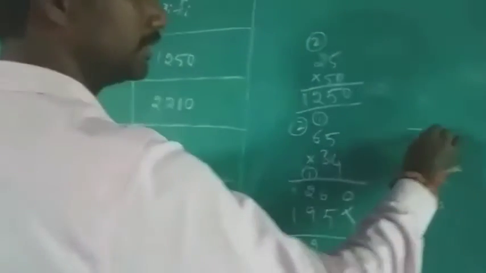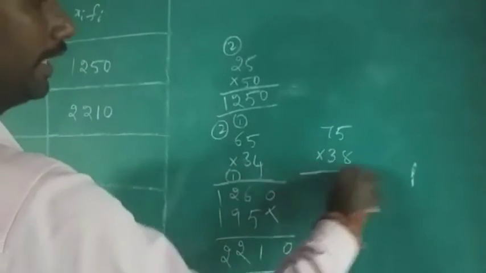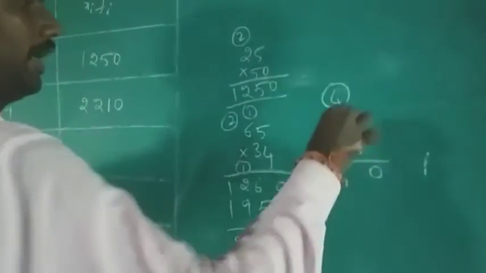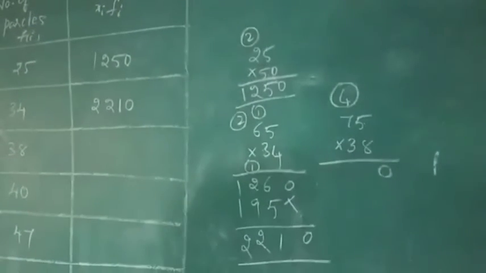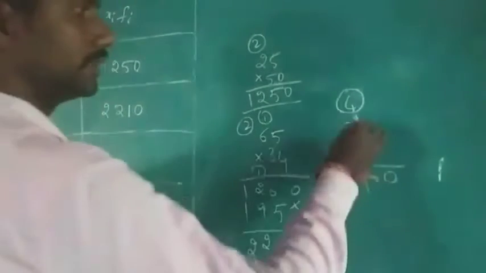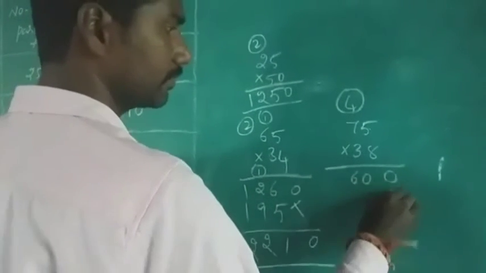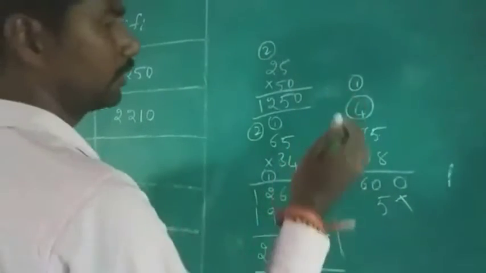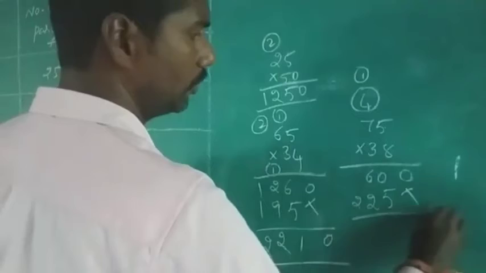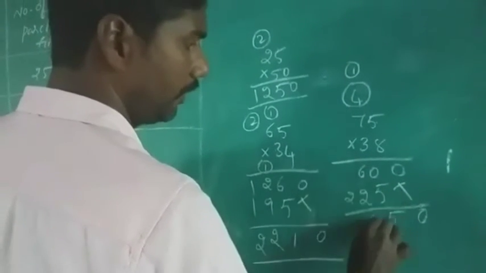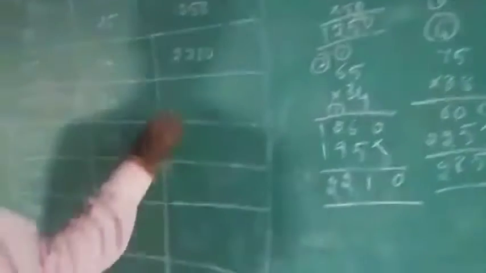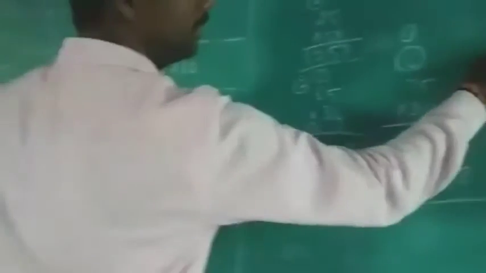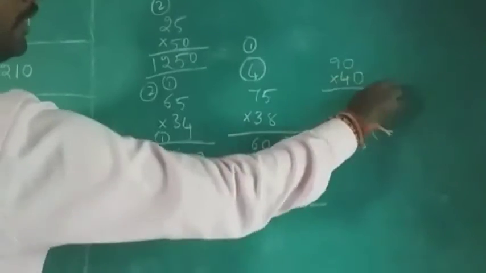Next, 75 into 38: 8 fives are 40, 4 carry, 8 sevens are 56, 56 plus 4 is 60, 3 fives are 15, 1 carry, 3 sevens are 21, 22, 0 5 8 2. So what do you write? 2850. Next, 90 into 40.